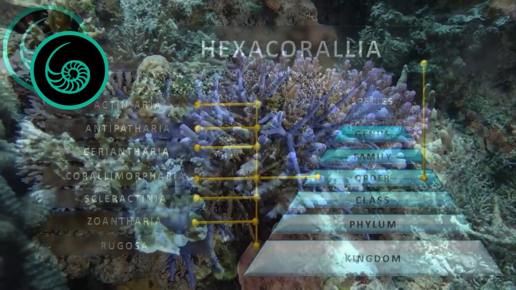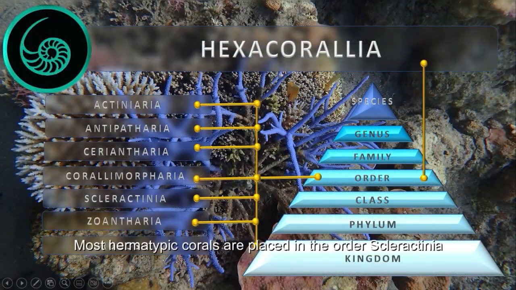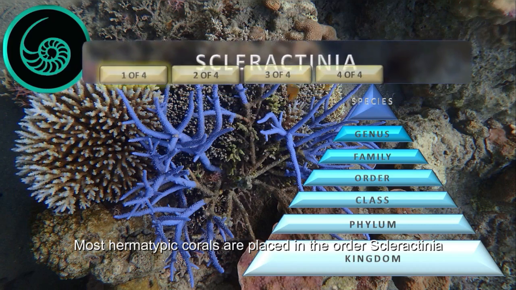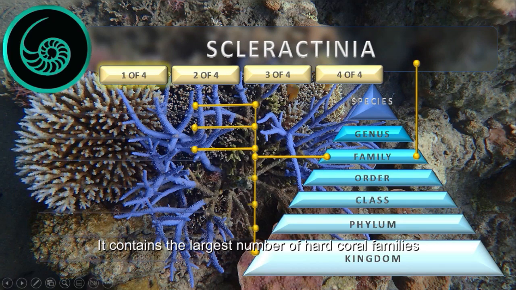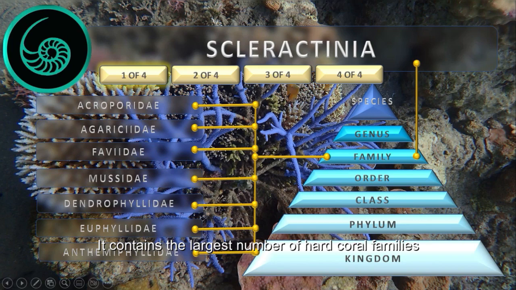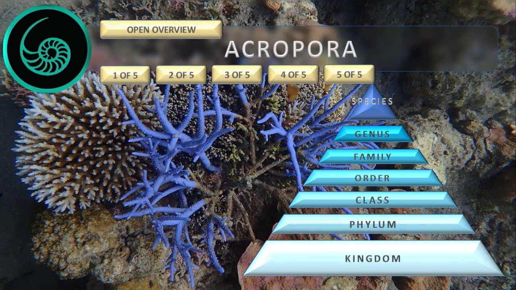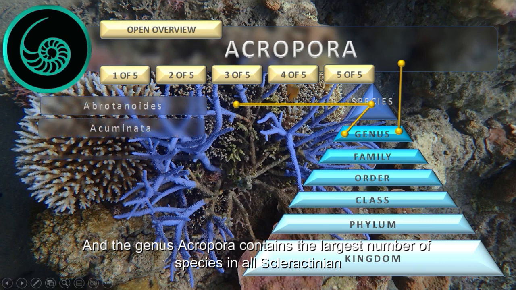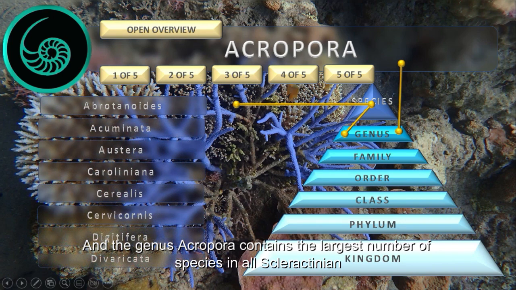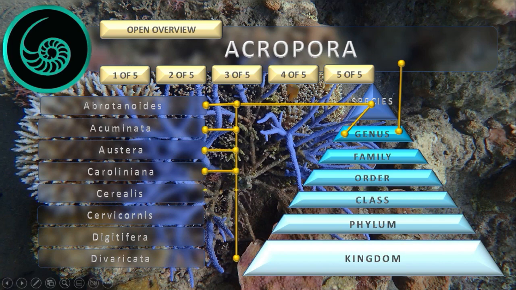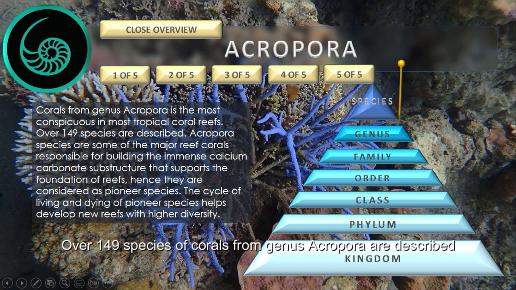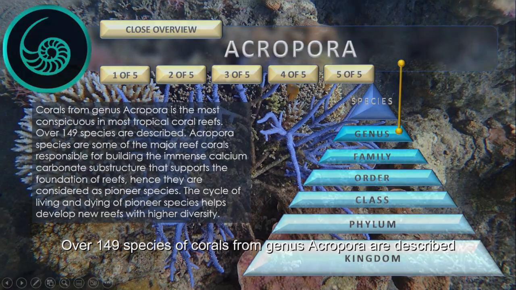The Scleractinia. Most hermatypic corals are placed in the order Scleractinia. It contains the largest number of hard coral families. The most conspicuous hermatypic corals belong to the family Acroporidae. And the genus Acropora contains the largest number of species in all Scleractinia. Over 149 species of corals from genus Acropora are described.